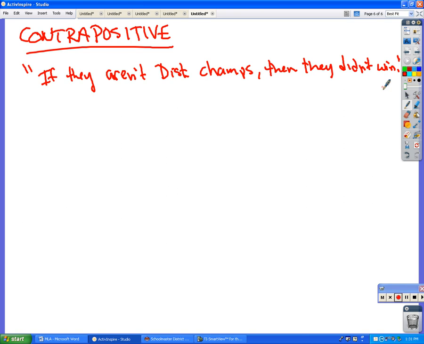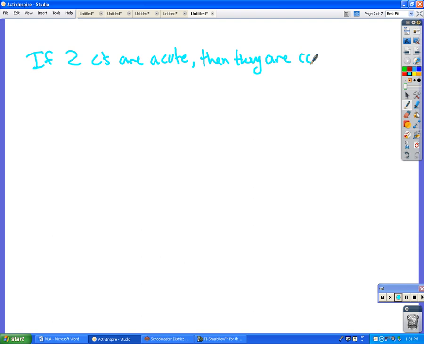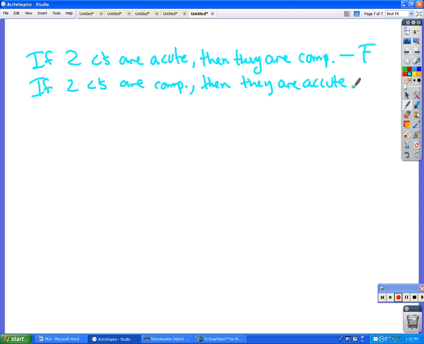The converse of that, you have to flip it around. So how would you take that statement and flip it around? If two angles are complementary, then they are acute. If two angles are acute, then they are complementary, and we went with false on that, right? And then for the converse, you would flip that around and say, if two angles are complementary, then they are acute. Is that true or false? True.